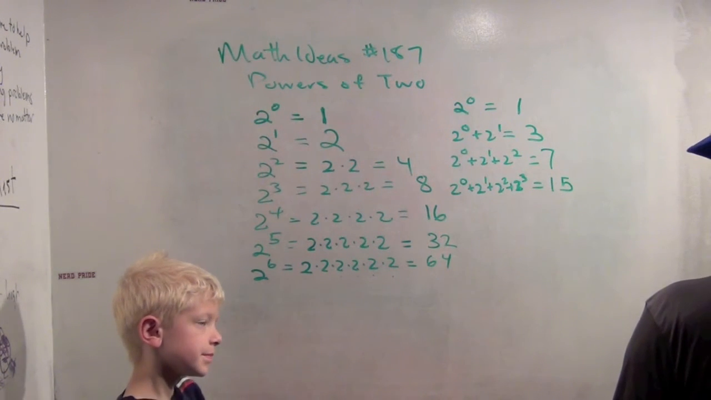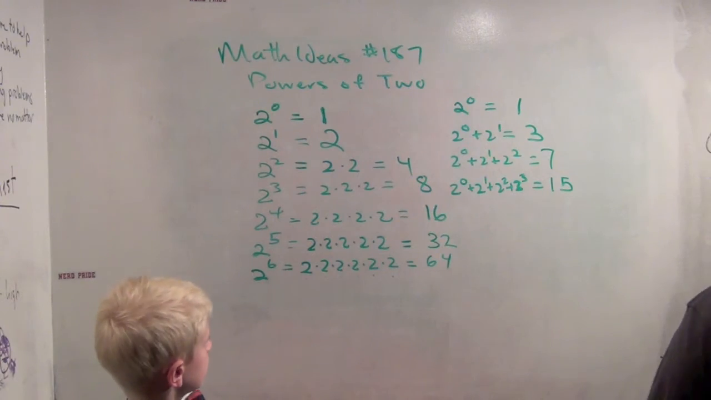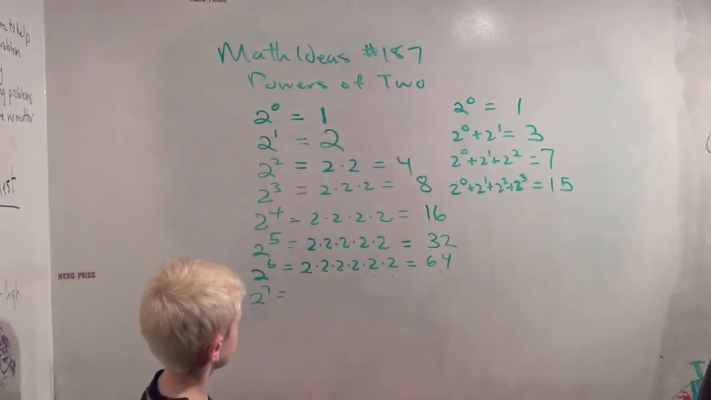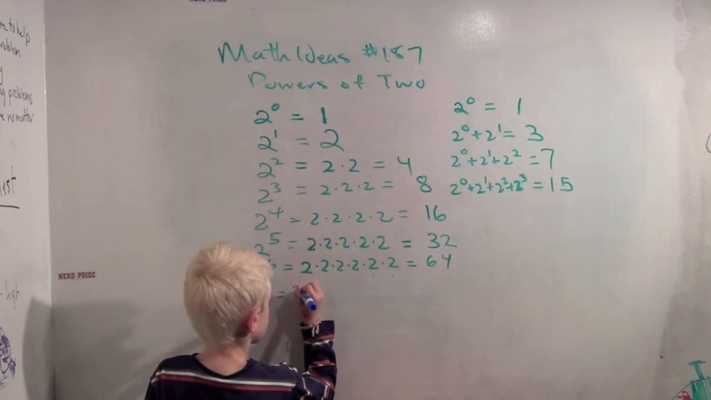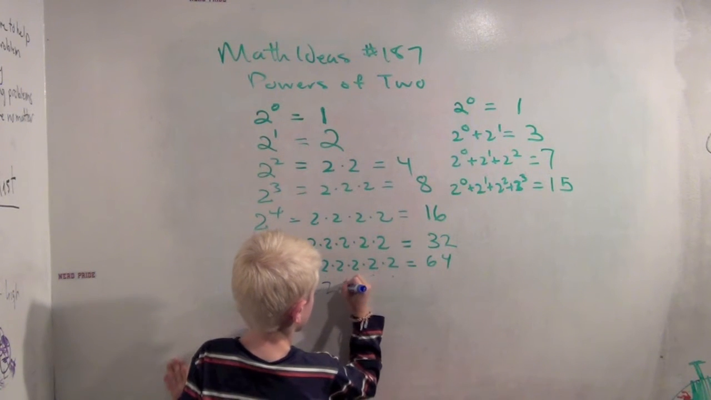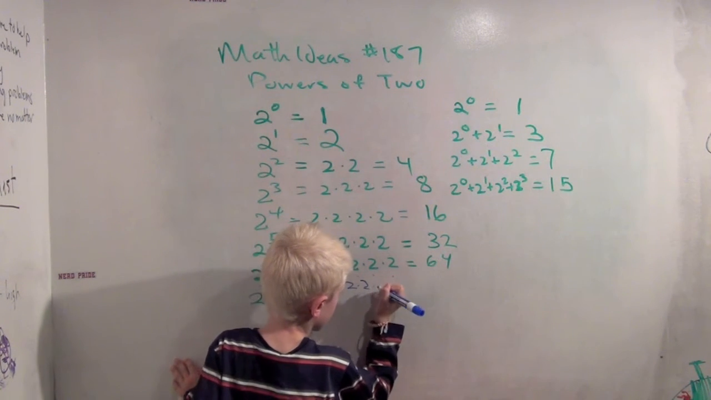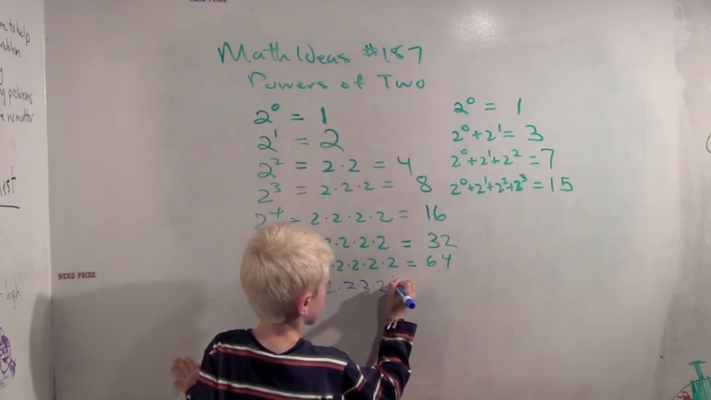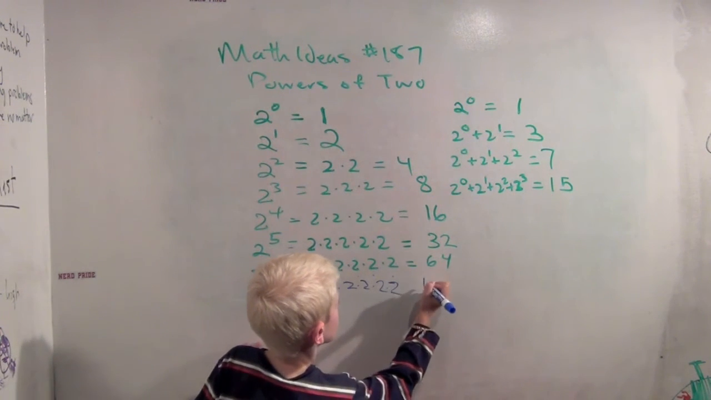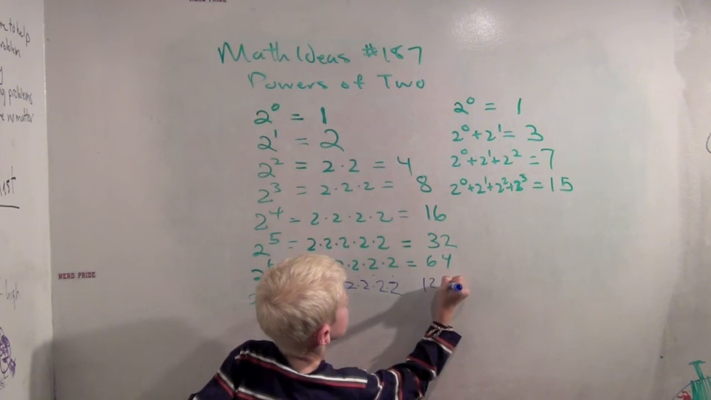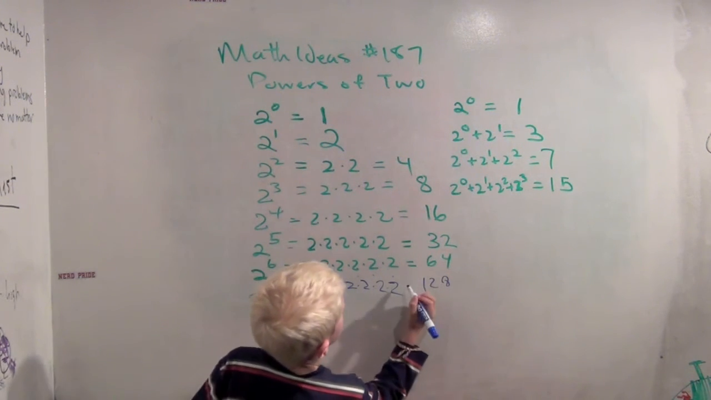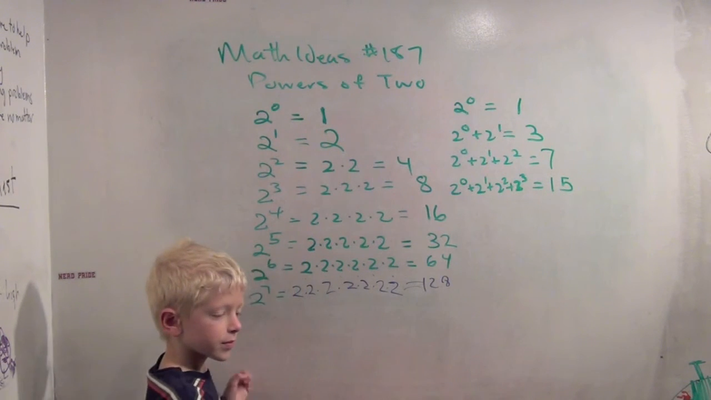All right, let's do one more thing. Let's figure out 2 to the 7th as a super challenge. You want to write that out for me? Write out your 7 2's. 1, 2, 3, 4, 5, 6, and 7. What do you think that equals? Your equal sign. 128.